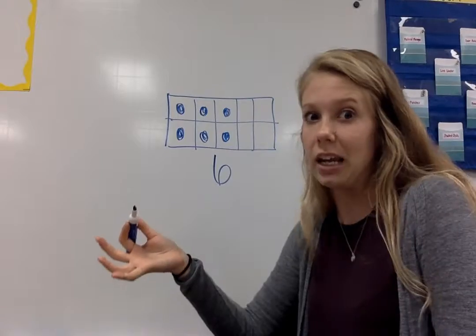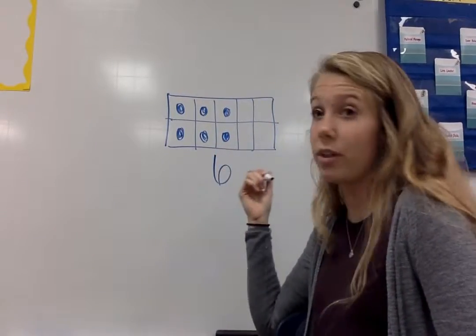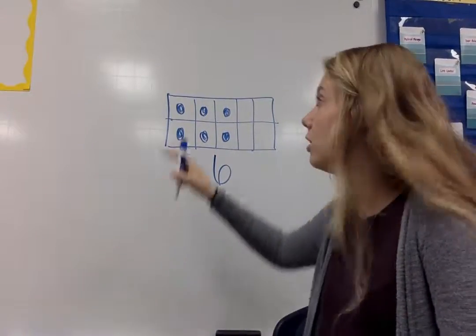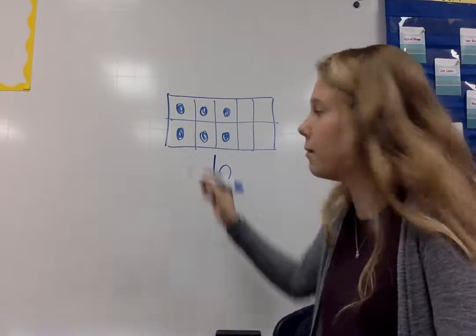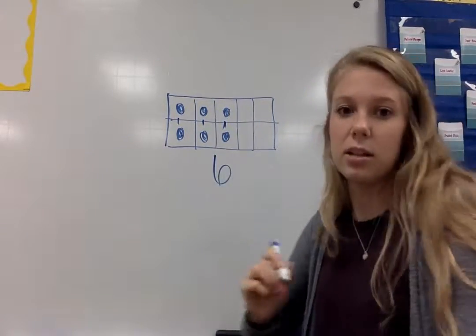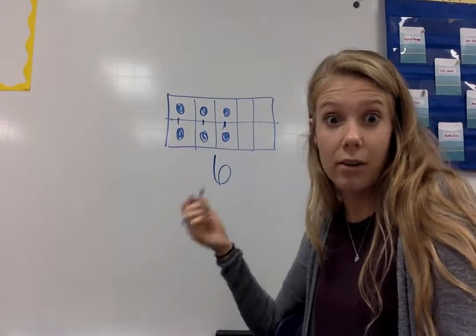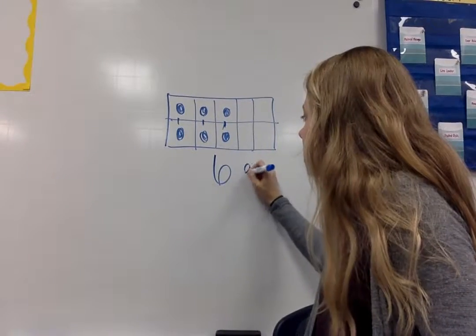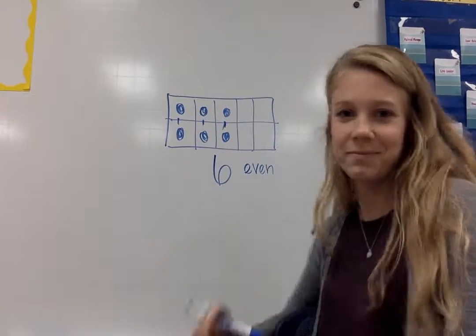So what's interesting is that in this 10 frame with our number 6, every single little dot has a friend or has a buddy. So these two are buddies, these two are buddies, and these two are buddies. So because no one's left out and there's no one without a buddy, 6 is an even number.